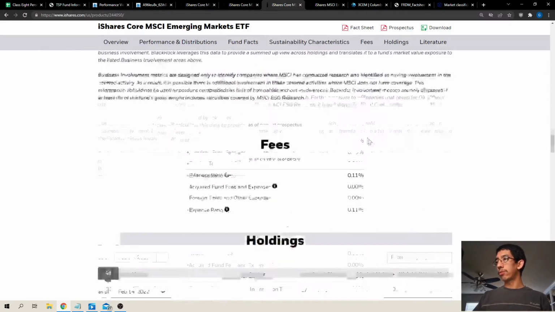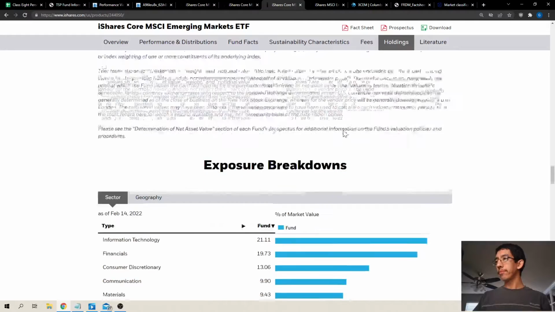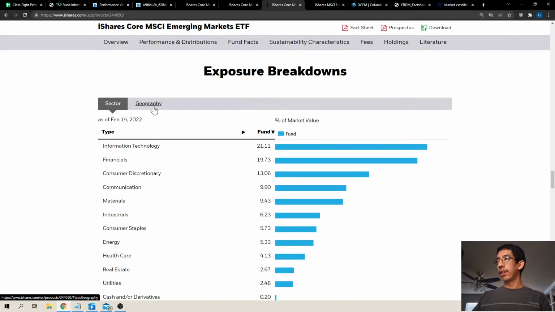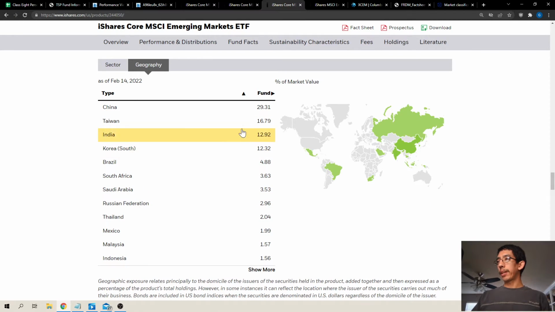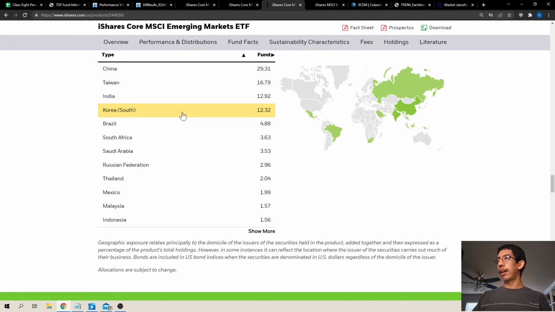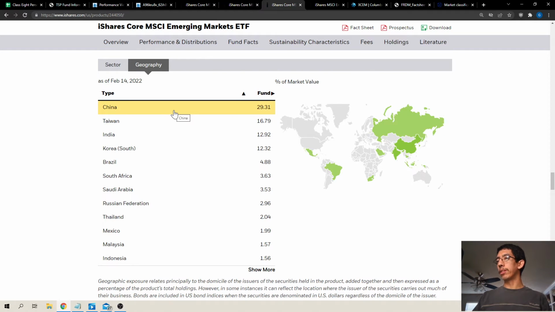You scroll down here to geography. And you might expect China to be a pretty big chunk. It used to be like 40% in here, and I guess things have switched around with market movements. That was kind of the joke. Hey, all these emerging markets funds, they have like 40% China because it's a broad and diversified emerging markets fund.